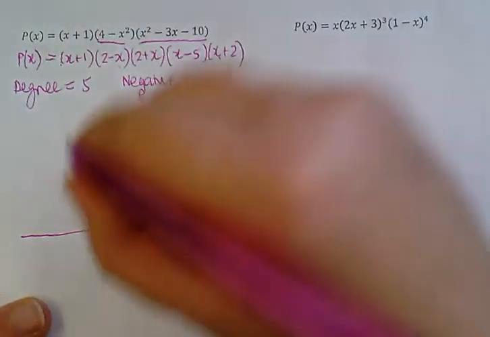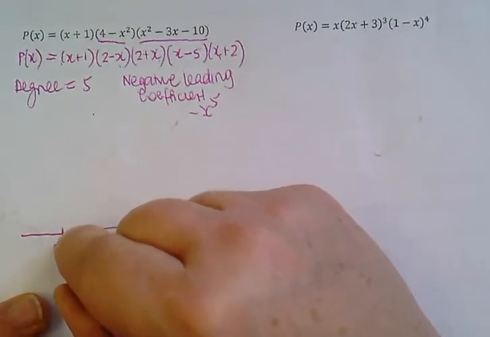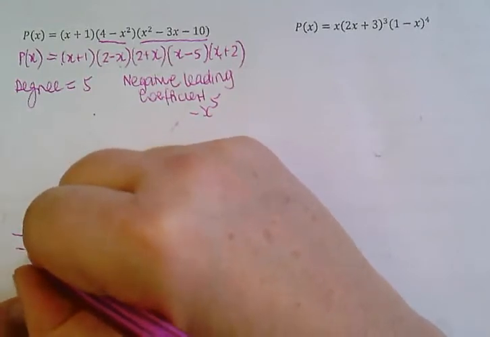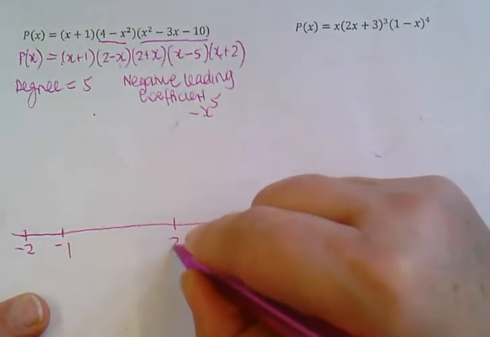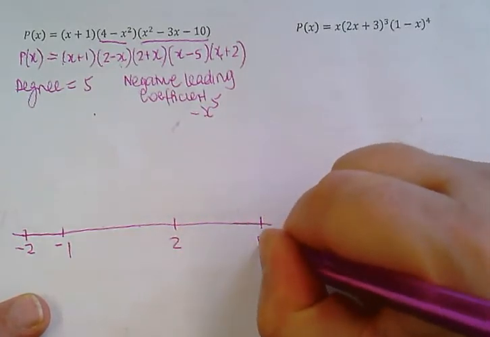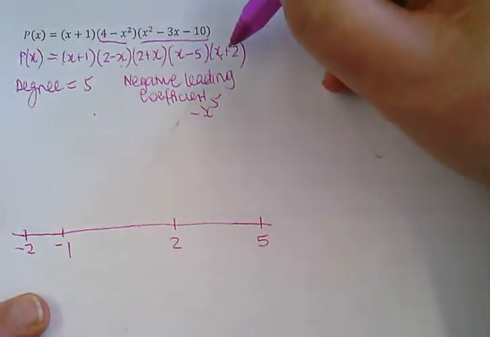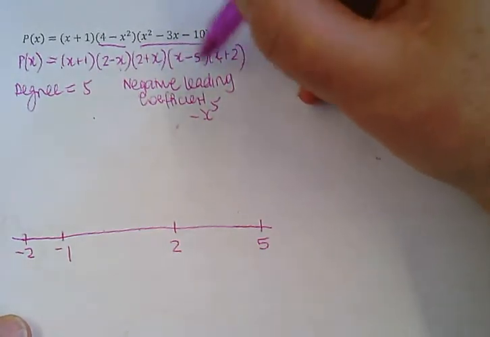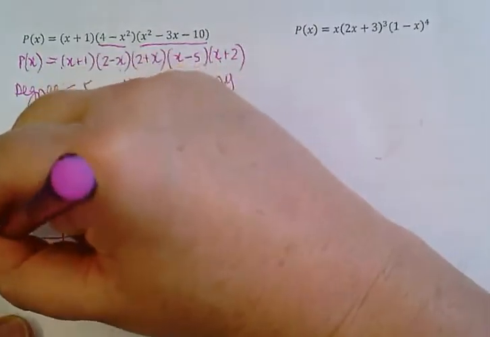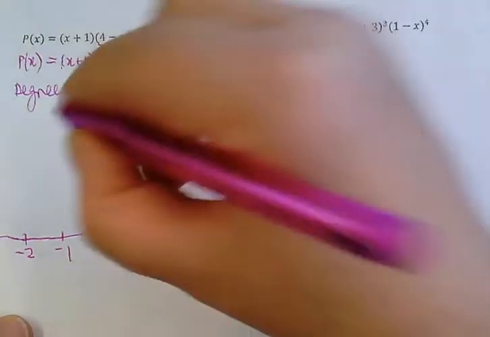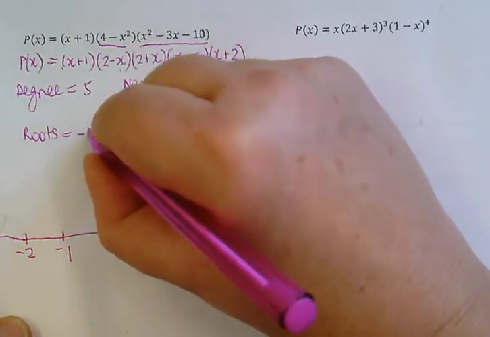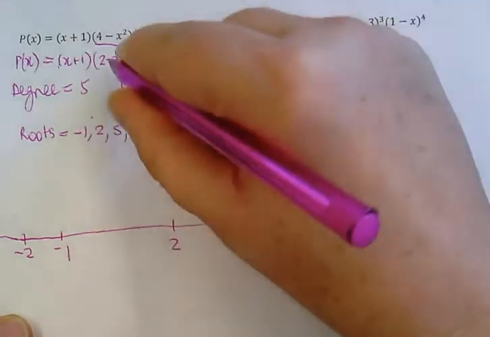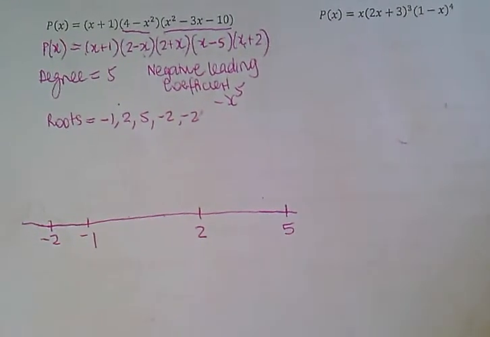Where are your roots at? I've got -1. We've got 2. We've got -2. 0, 1, 2. Where else? 5. Have I got a double at -2? It looks like I do. Is this correct? X squared plus 2x minus 5x minus 10. Looks like I've got a double root at -2. So the roots are, I've got -1, I've got 2, I've got 5, and I've got -2 twice, from what I can see. Okay, so it looks like I've got a double root.